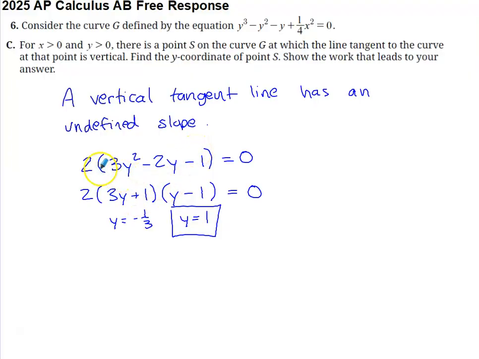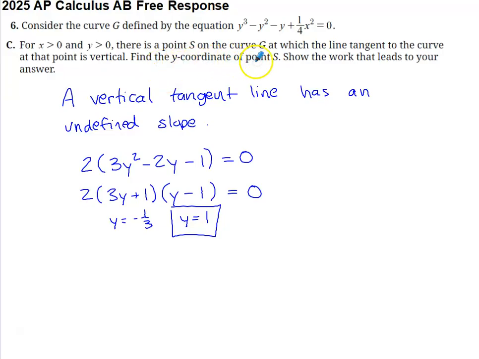So if I factor what's inside the set of parentheses, I should end up with 3y plus 1 and y minus 1. This factor is equal to 0 when y is equal to -1/3. That doesn't satisfy part C because we're supposed to consider positive values of y. But this, y minus 1, is equal to 0 when y is equal to +1.